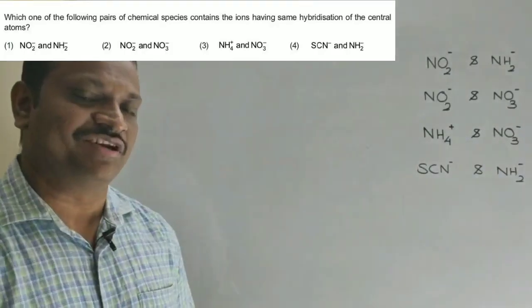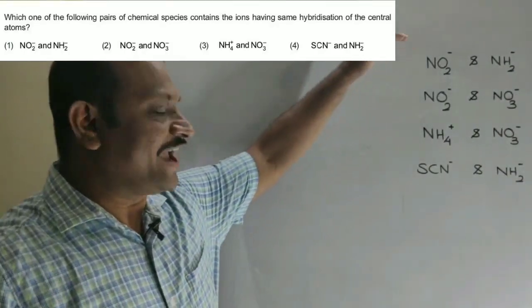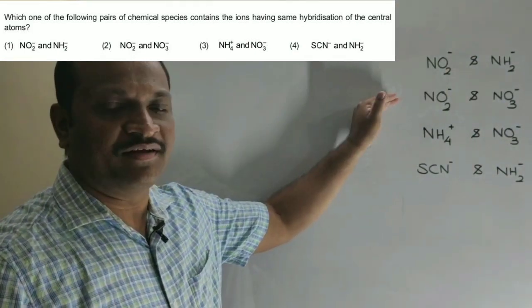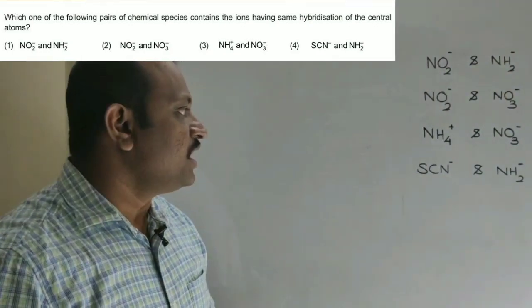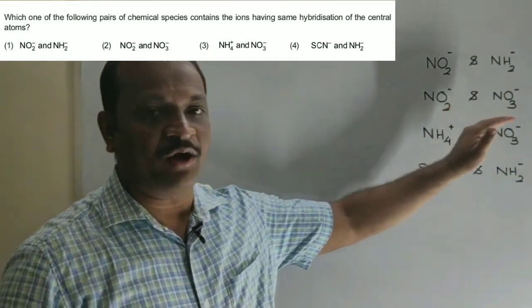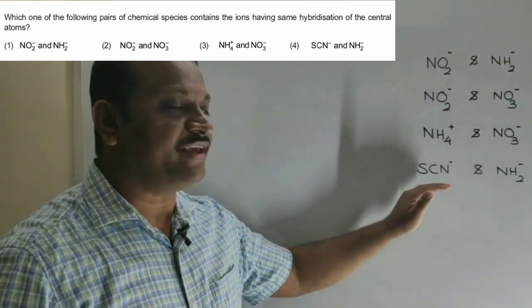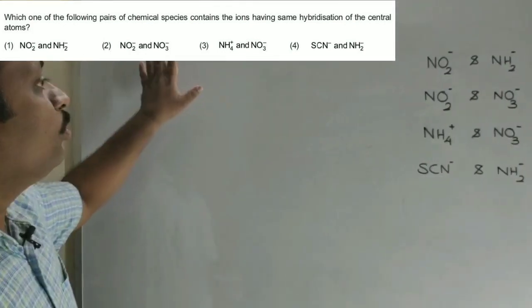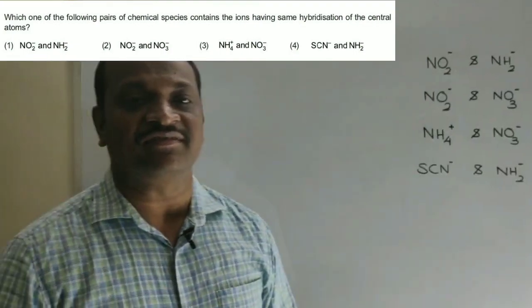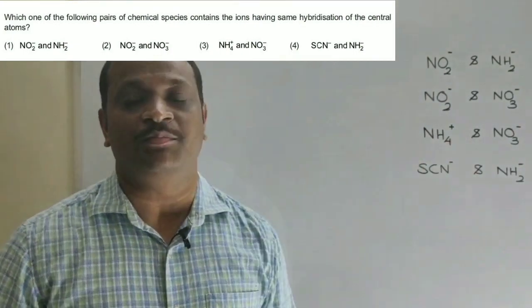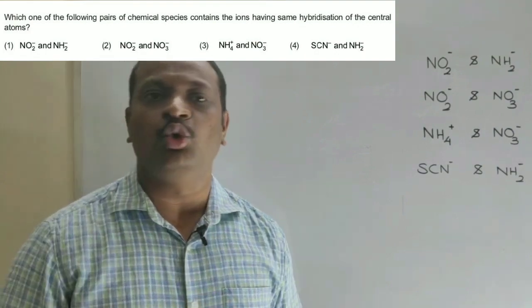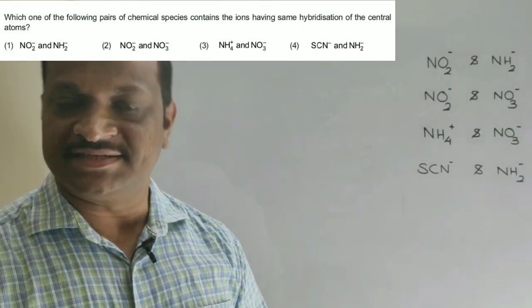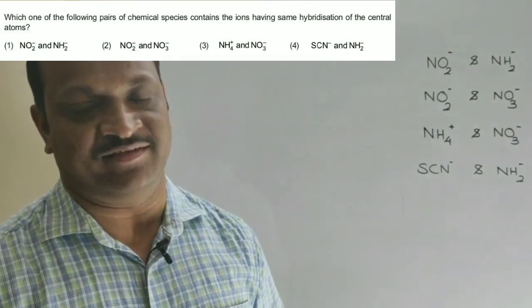In the next question, they have given four options: NO2 minus, NH2 minus, NO2 minus, NO3 minus, NH4 plus, NO3 minus, SCN minus, NH2 minus. Question: same hybridization comes in which of the following pairs? As I told you earlier, how to find the number of bond pairs and lone pairs, the same manner we need to follow in this case also.